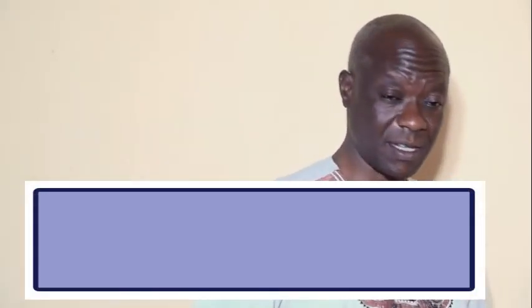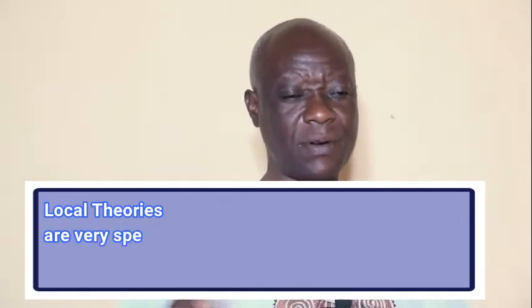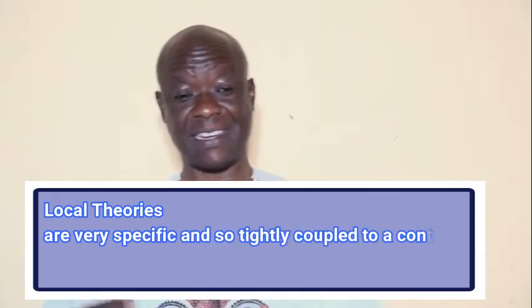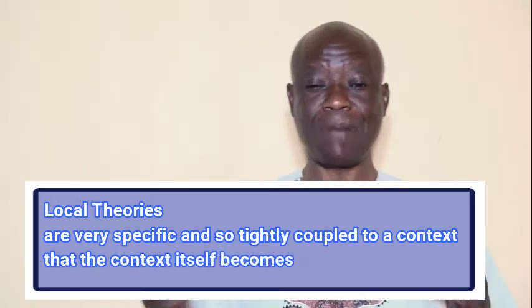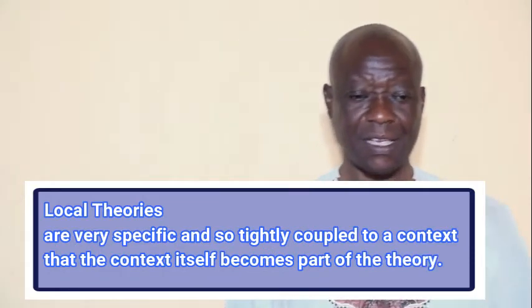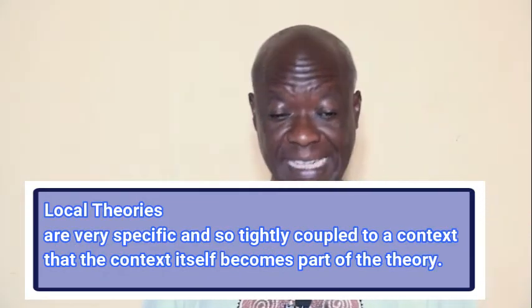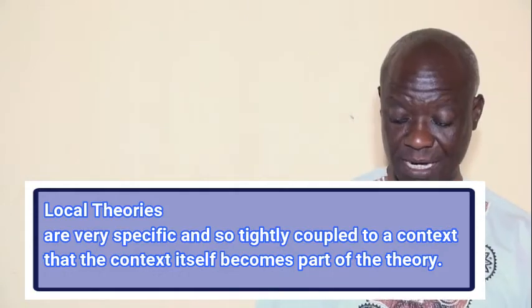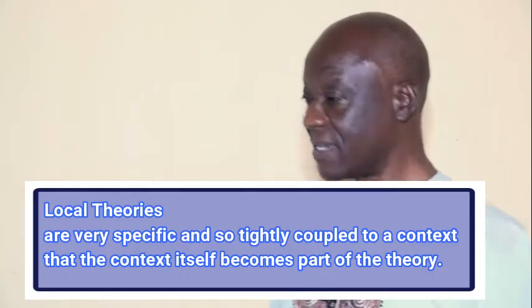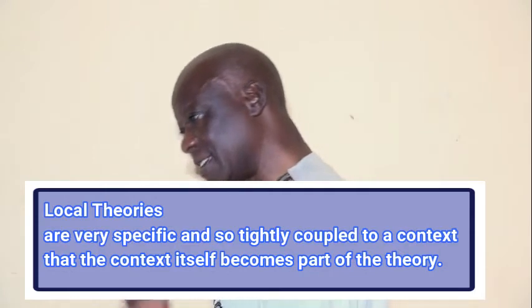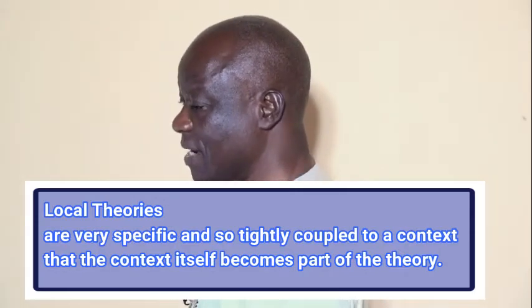So why don't we then talk about local theories? Because we've got the grand theories, mid-range, and of course local theories. Now local theories are very specific and so tightly coupled to a context that the context itself becomes part of the theory, right? So local theories are theories that are intended to apply in a small number of instances, sometimes on a single instance of human or human systems activities.